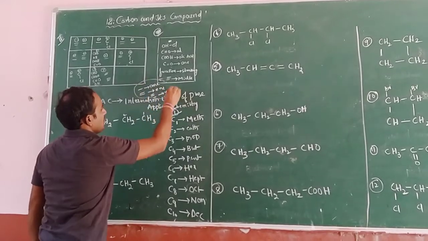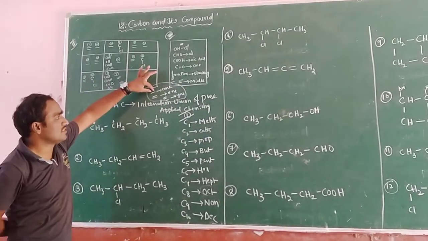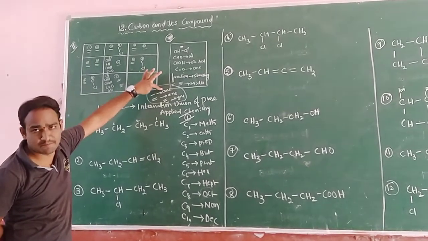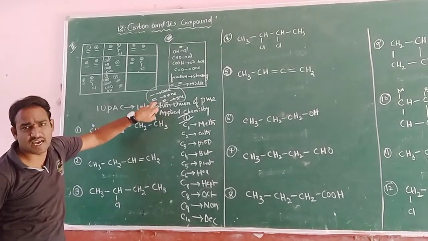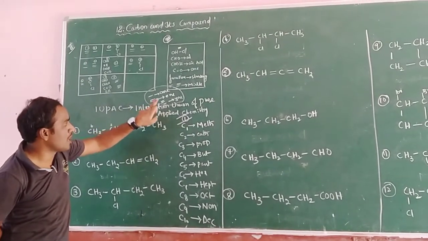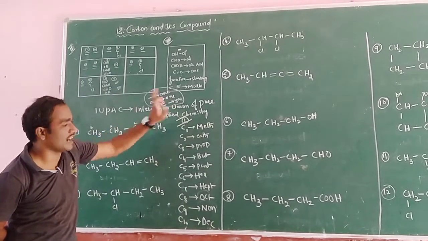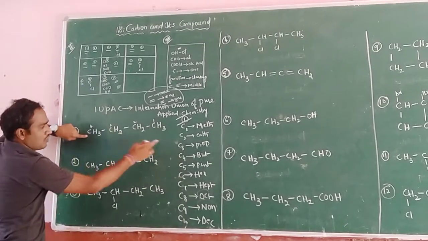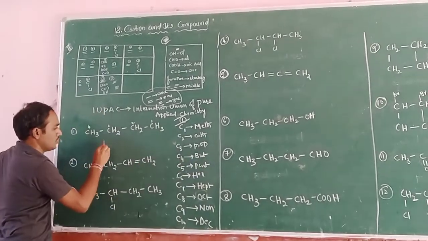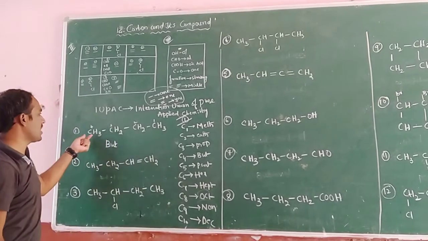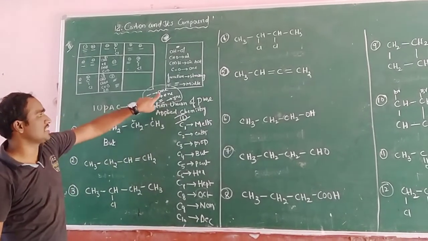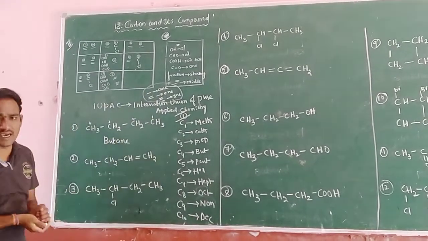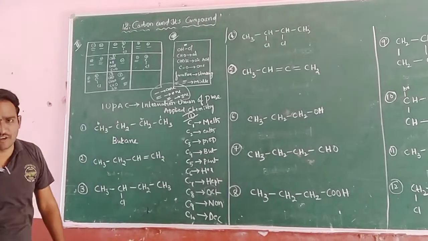So keep this in your mind also. If you have a single bond, that is a saturated hydrocarbon, that is ane. And then unsaturated hydrocarbons have a double bond or triple bond, so that is ene and yne. So we'll see here: 1, 2, 3, 4. How many carbons? But. Which bond do we have between carbons? Single bond. If it is a single bond, that is ane. So that is butane.